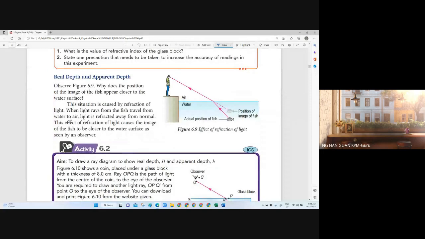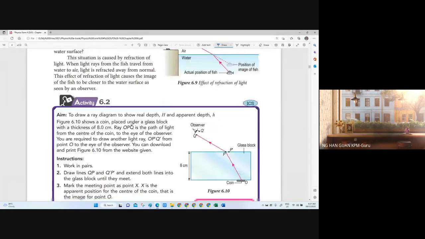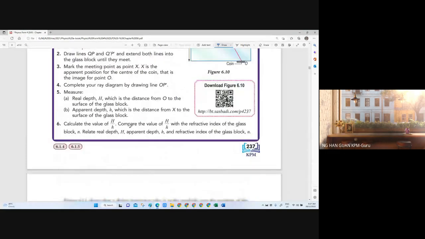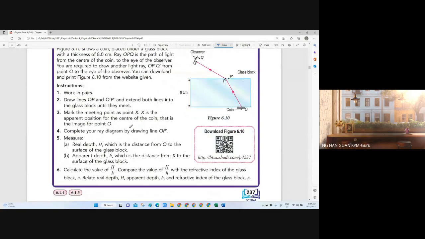Other than the two formulas to determine the refractive index of any particular medium, we have another formula, which is the ratio between the real depth and the apparent depth, as shown on this slide. According to that experiment, we can determine the refractive index by the real depth over the apparent depth, which is this one. Capital H over small h is also used to determine the refractive index.